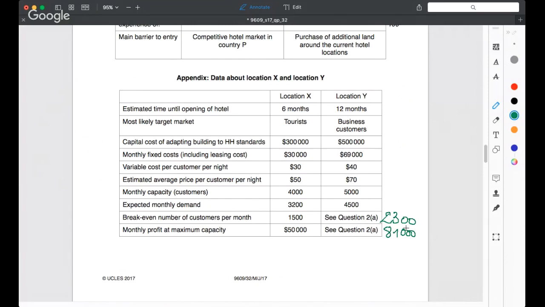Go ahead. So I started off my answer by briefly summarizing the choices that they had, between location X and location Y, not going into too much detail. Then my first part of my answer was if they followed through with location X. I listed some of the benefits: the startup capital cost was 300,000 and it only takes 6 months for it to be ready for opening.